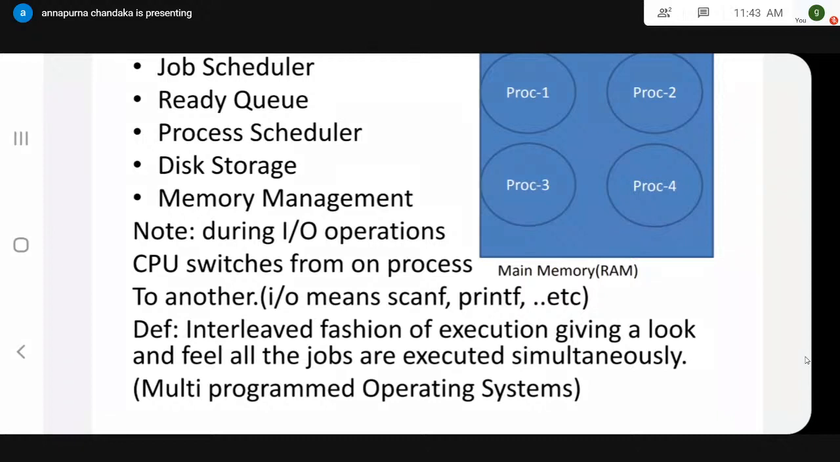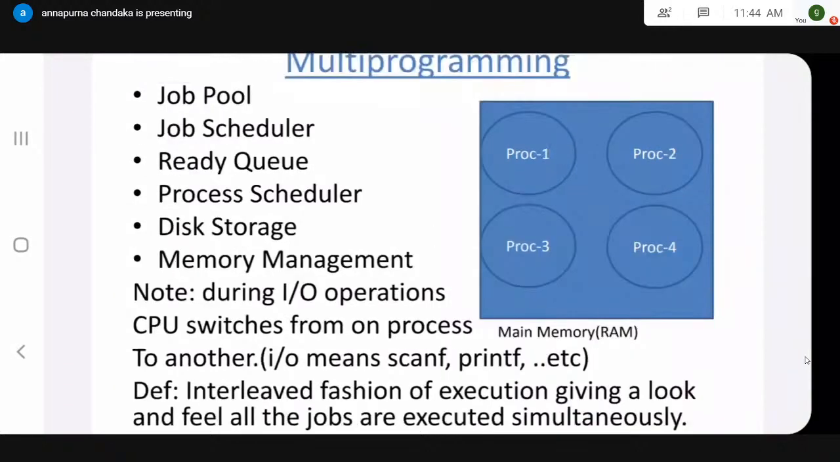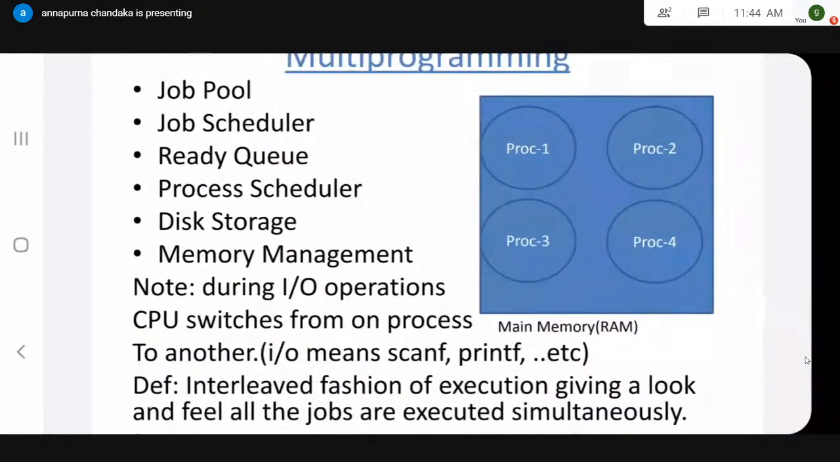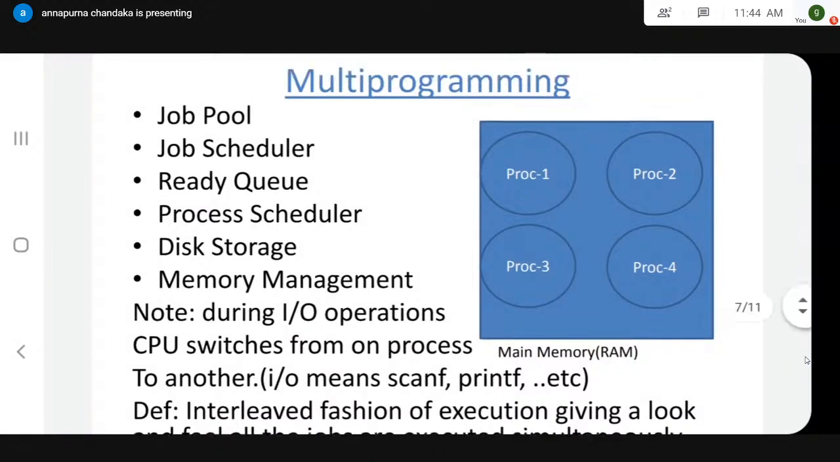Why, sir, is the CPU taking that much time for making one comparison? Let us take an example. What is a CPU? Everyone knows that a CPU is a collection of 3 components.